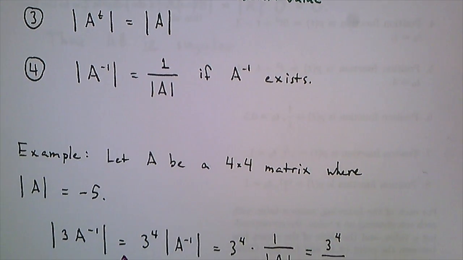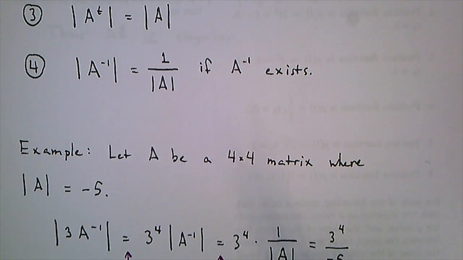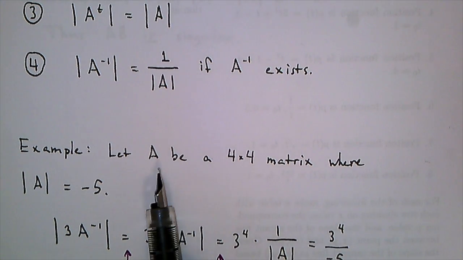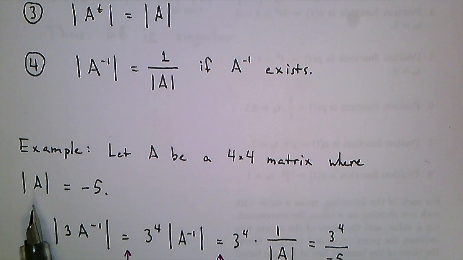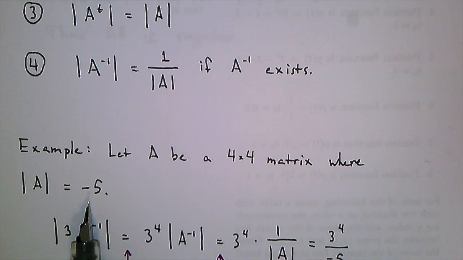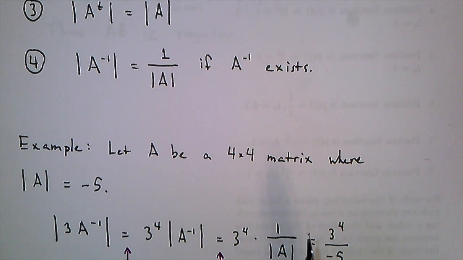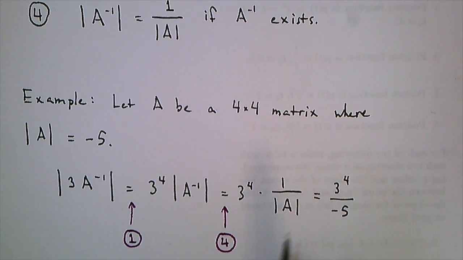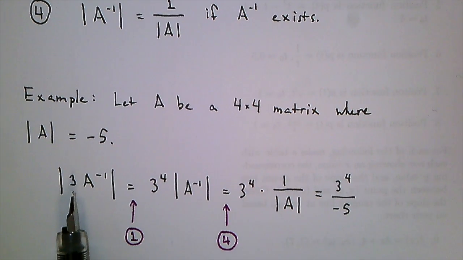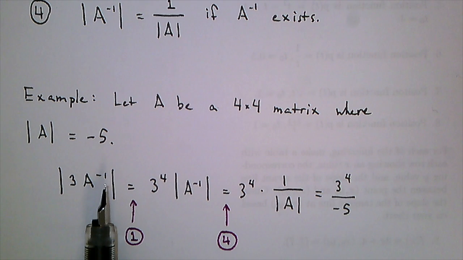Now let's use this theorem. We're going to have a 4 by 4 matrix called A, and the determinant of A is going to be minus 5. And what I want to do here is take the determinant of 3 times A inverse. So let's work through how to do this.